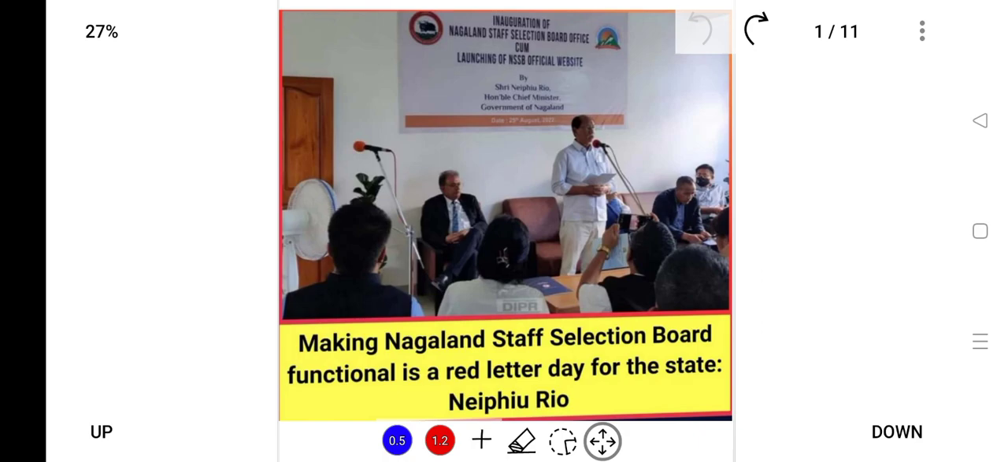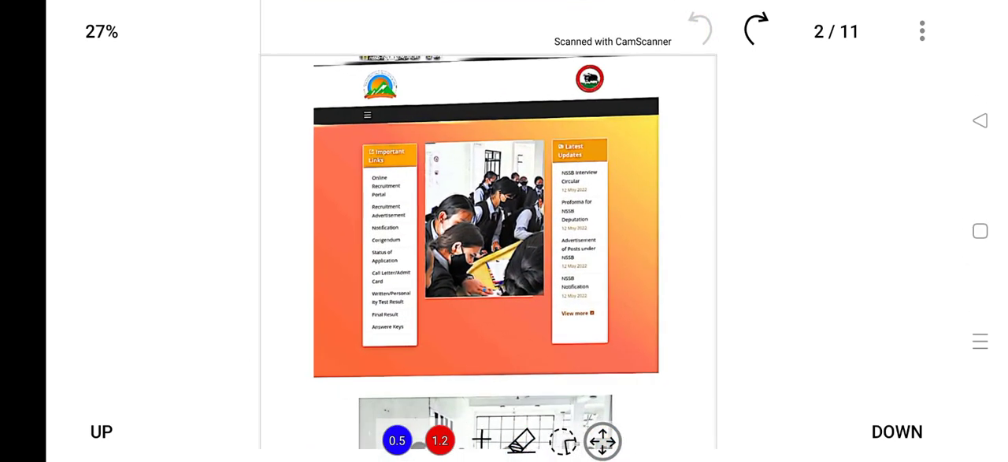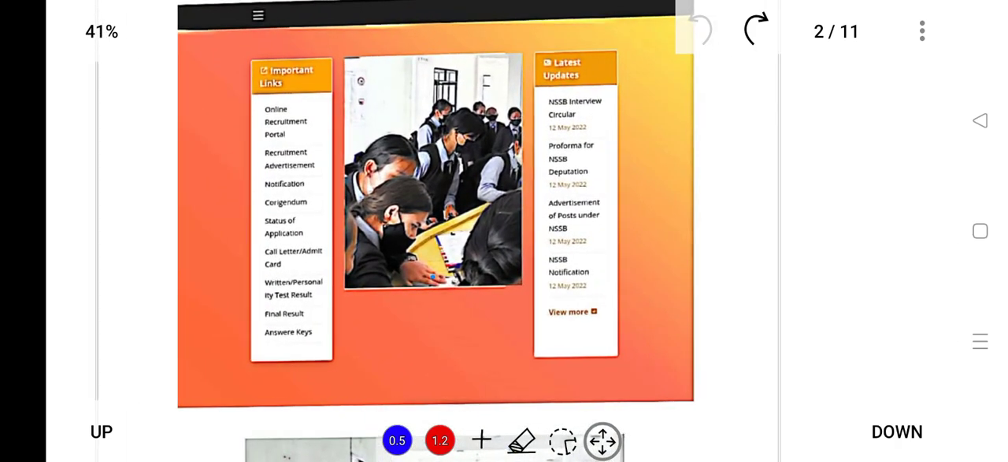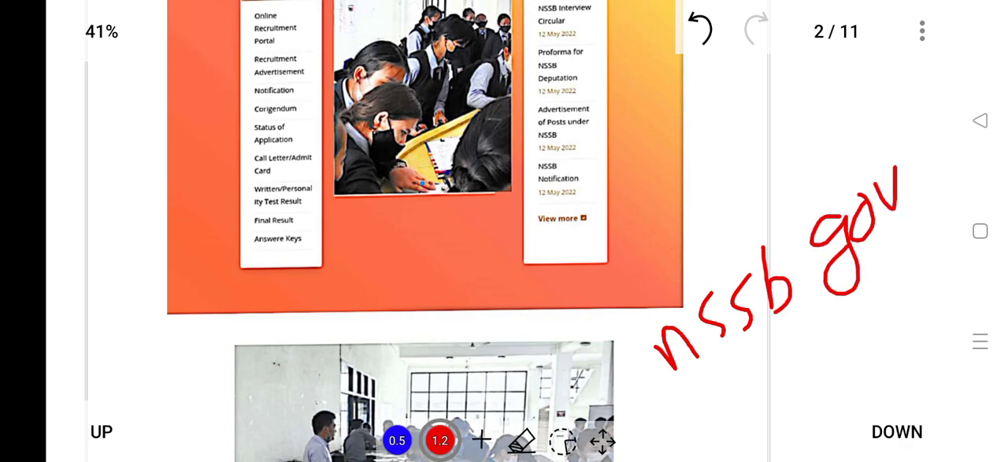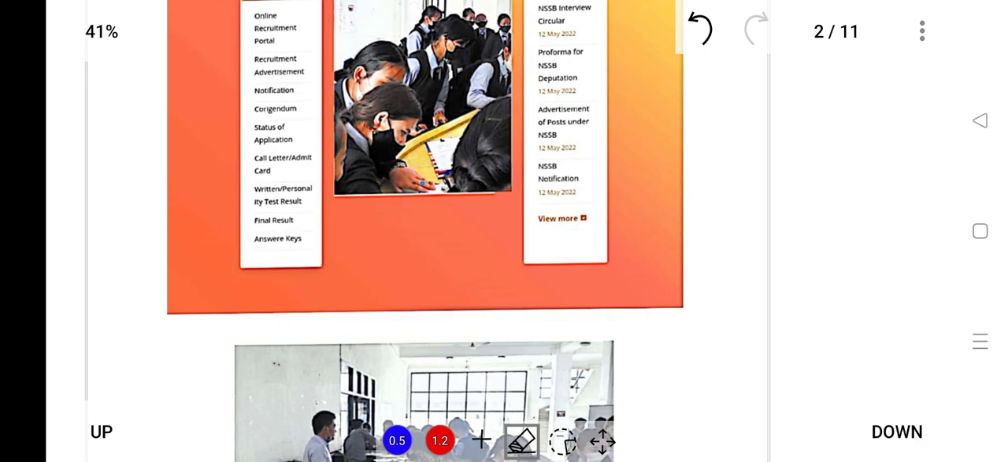The Chief Minister Nifiu Rio has already inaugurated the NSSB office, which is below the NBSE office, and the official website is also launched for NSSB. You can access the website at nssb.gov.in. Since the website has already been operationalized, and the posts will also be advertised very soon, the news is that it will be updated next week.